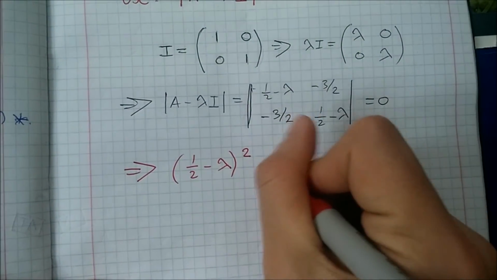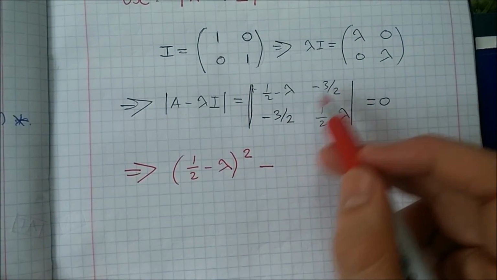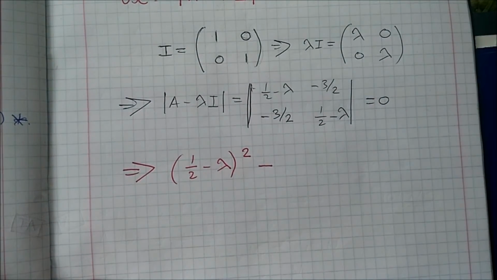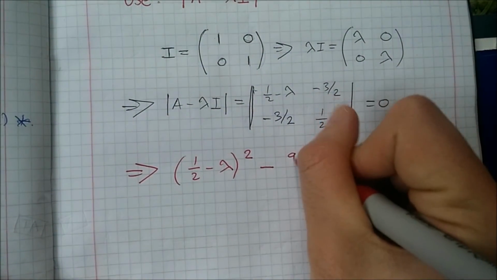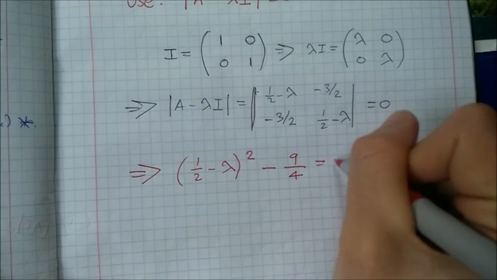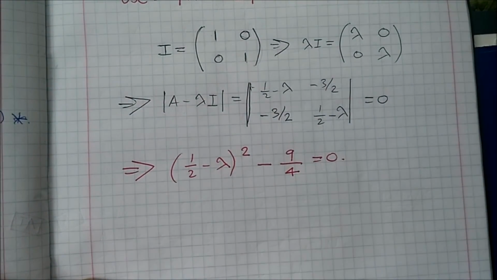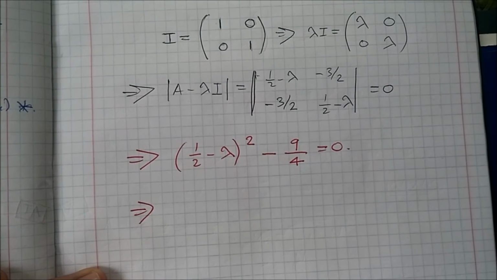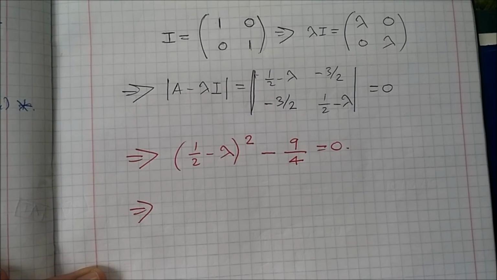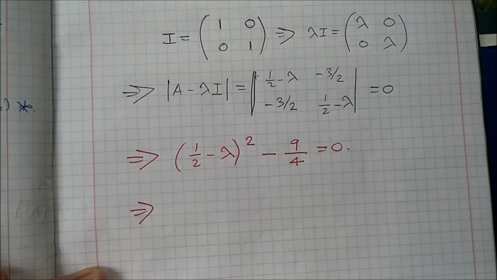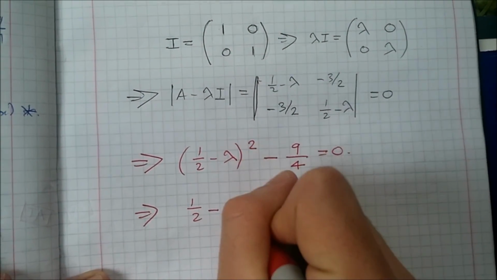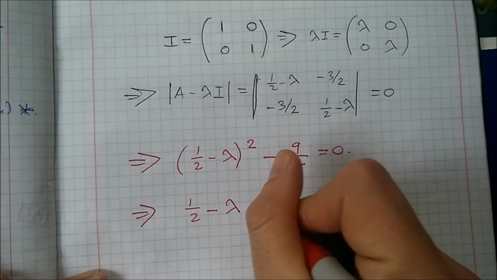Now we're going to subtract the multiplication of these two terms. Minus 3 over 2 times minus 3 over 2 is 9 over 4. So we're going to subtract 9 over 4 and set it equal to 0. So using what we learned back in high school, quadratic techniques, we can move this across and then take the square root. I'm just going to do it in one go. I'm just going to assume you guys already know how to do this.